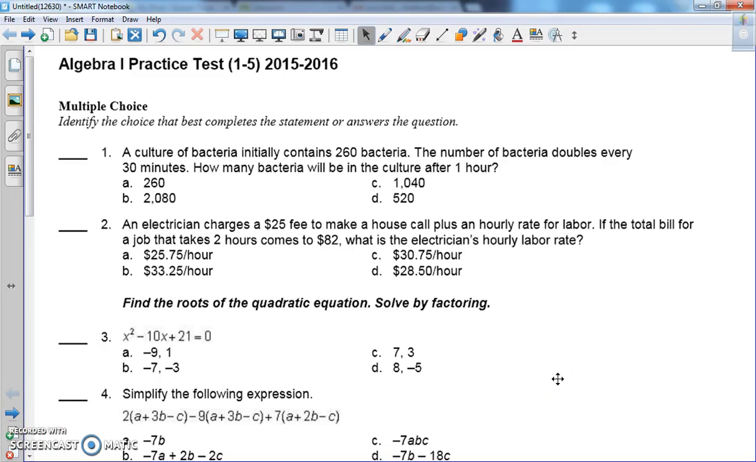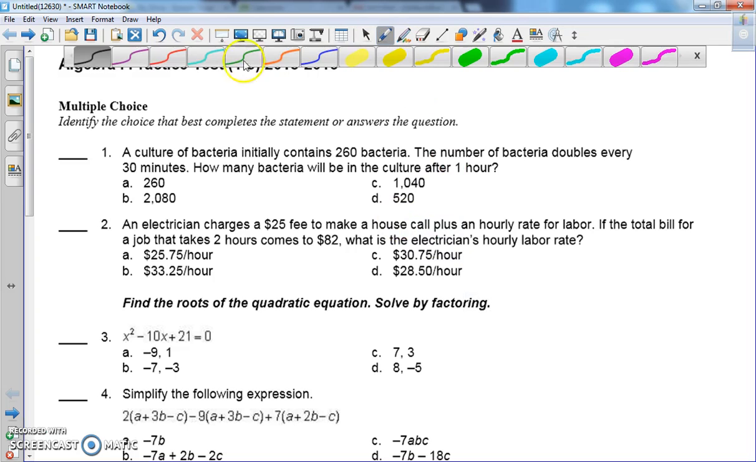Alright, this is Mrs. Childers. We're going to work out the Algebra 1 practice test for Chapter 6. So let's start with the first page, the 1 through 5. These are your cumulative review questions.